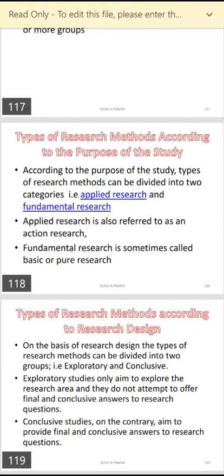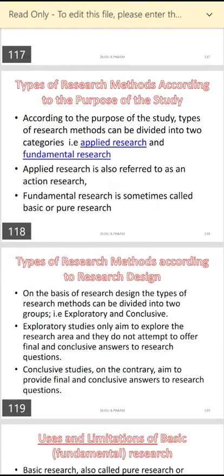According to the purpose of the study, types of research method can be divided into 2 categories: applied research and fundamental research. Applied research is also referred to as action research. Fundamental research is sometimes called basic or pure research.